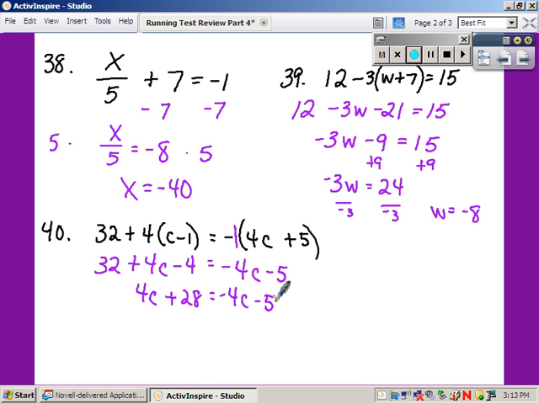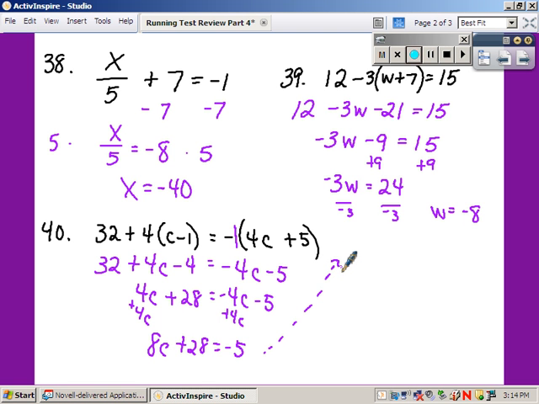Okay, in this case, it doesn't really matter what side you get the variable to end up on. So I'm going to get rid of this negative 4c. So I'm going to say take 4c to both sides. That's going to give me 8c plus 28 equals negative 5. Okay, so now I've got one variable there, which is nice, but I need to get that term by itself. I'm actually going to bring this problem up this way.